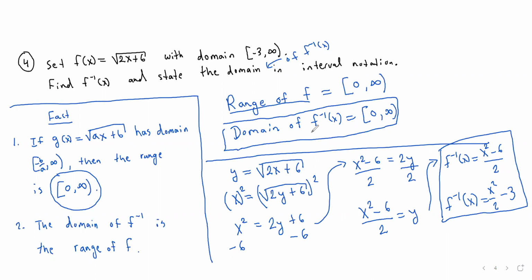So again, we have the domain of f inverse by 2 is the range of f. And by rule number 1, the range of f is the interval 0 to infinity. So we have the domain of f inverse is 0 to infinity. And going through this routine, we find that f inverse of x is x squared over 2 minus 3.